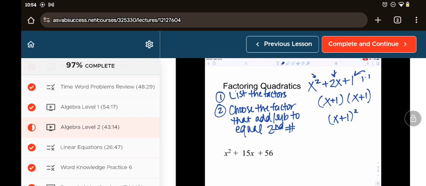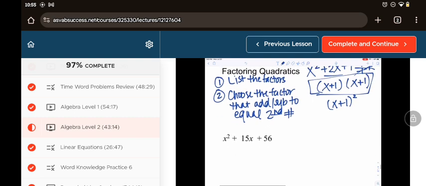For example, the factors of 1 are 1 times 1. Okay, but we also have to think of negatives. Negative 1 times negative 1 gives me positive 1, right? So which one of these adds up to 2? I need it to add up to 2. So 1 plus 1 gives me 2. Perfect. Negative 1 minus 1 gives me negative 2. That's not what I'm looking for. So this is what I use. And then I assemble it into my parentheses. Okay, so that might be a little confusing the way I explained it, but I hope now that when we do some practice, it'll kind of come together for you a little bit better.